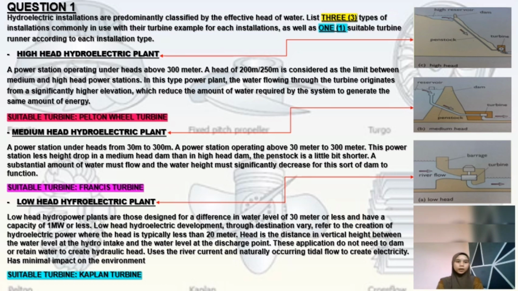Third, low head hydroelectric plant. Low head hydroelectric definitions vary. They refer to the creation of hydropower where the head is typically less than 20 meters. Head is the vertical distance between the water level at the hydro intake and the water level at the discharge point. Suitable turbine: Kaplan turbine.